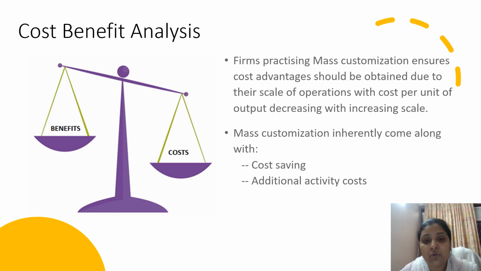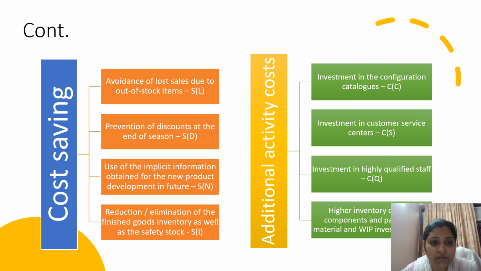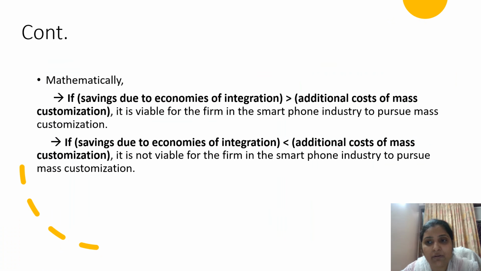So basically, there are two factors being covered. One is the cost saving and one is the additional activity cost. As per the slide shown, cost savings have a few parameters, and additional activity cost has some parameters. These are mathematical figures calculated based on market review and other factors. Based on these calculations, a decision is made whether mass customization will be done for a product or not. If savings due to economies of integration are greater than the additional cost of mass customization, then only will the firm decide to pursue mass customization. Otherwise, they will not.